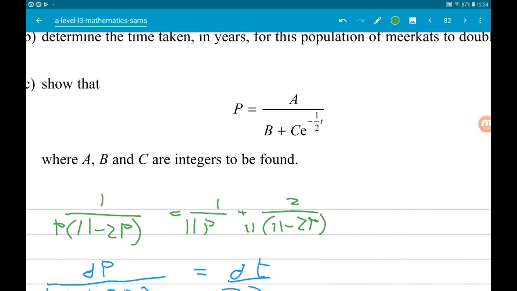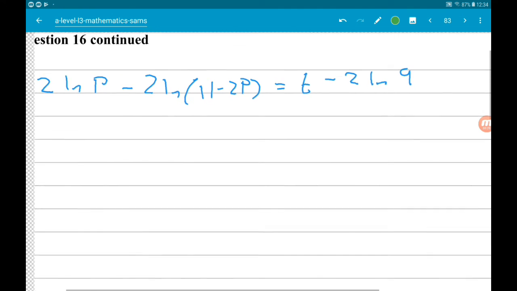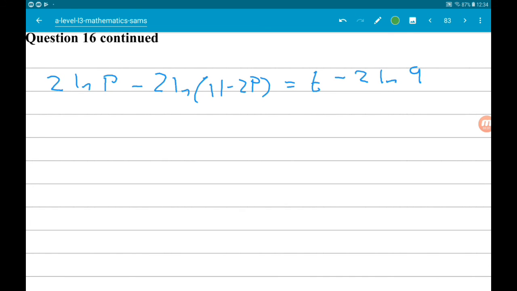Okay, then the final part wants us to show that p is a over b add c e to the minus 1/2 t, where a, b and c are integers to be found. Okay, so this is going to come then from the point where we found the value of c. So this is the situation we find ourselves in.